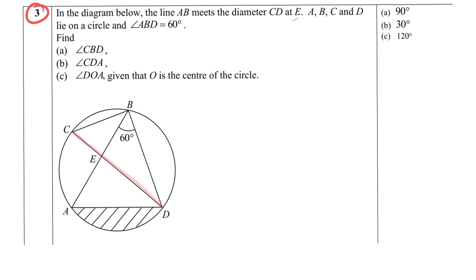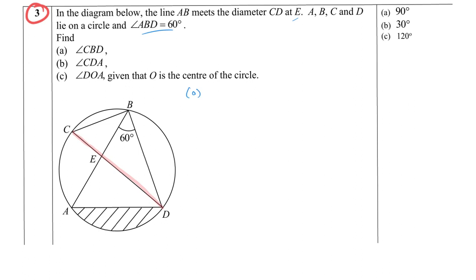Meets it at E. Okay, remember E is in the middle of nowhere. Nothing special about E in terms of a circle property. And angle ABD is 60. Fine. Let's first find angle CBD.